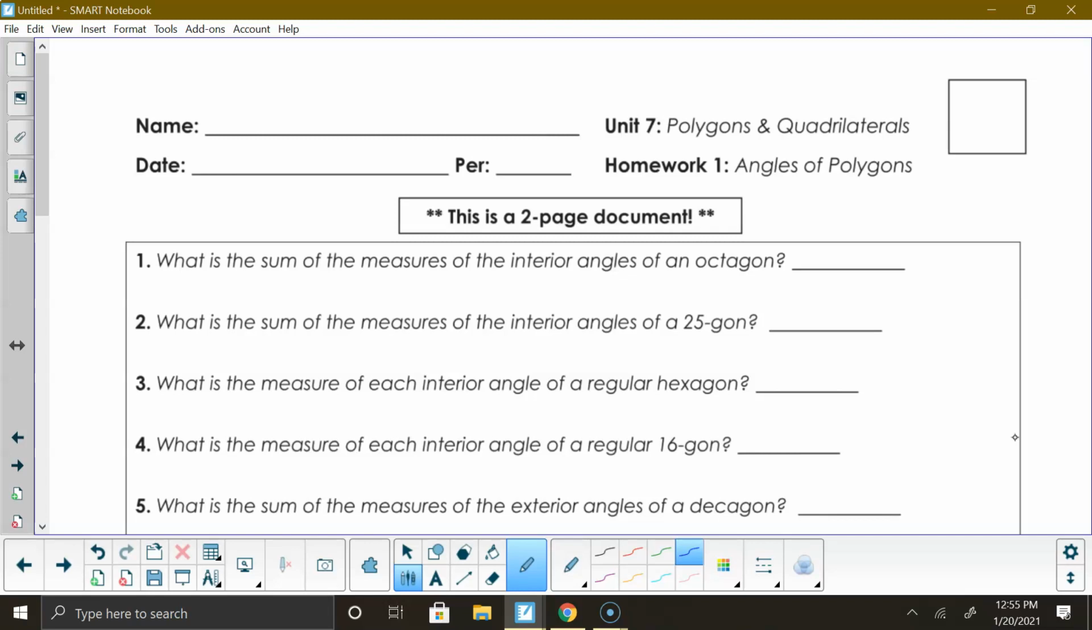For number 2, it says, what's the sum of the measures of the interior angles of a 25-gon? So, what's the 25? Bless you. Yeah. So for this one, I have n equals 25. Tell me the sum of the rest of it. All right, so which formula am I going to use? Guys, which formula?